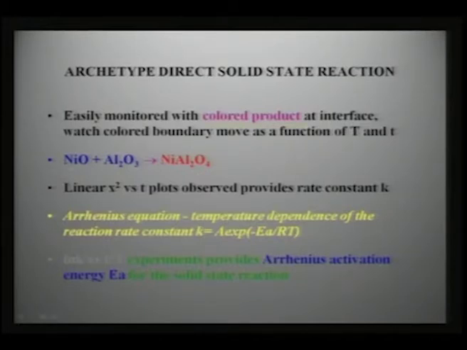For example, nickel oxide, which is a green oxide, and Al2O3 is colorless, together it will form a faint green, and they form a blue oxide, NiAl2O4. Again, in this case we can determine the reaction kinetics using an Arrhenius plot, and we can try to monitor the energy of activation of this reaction.